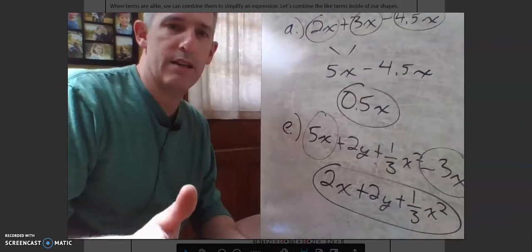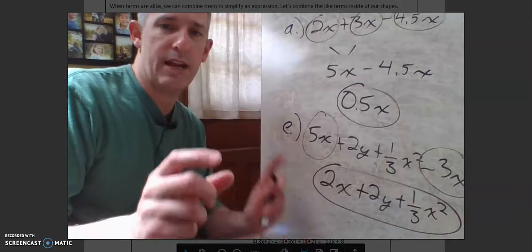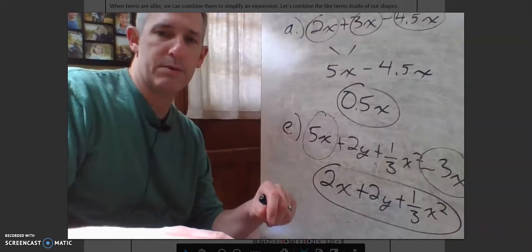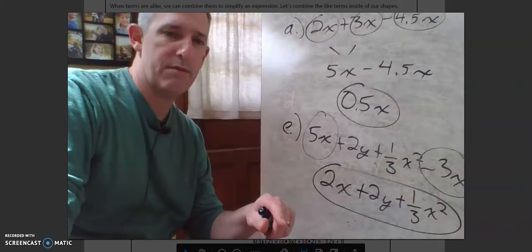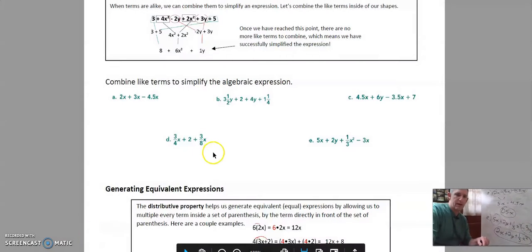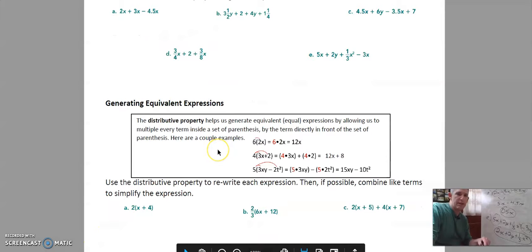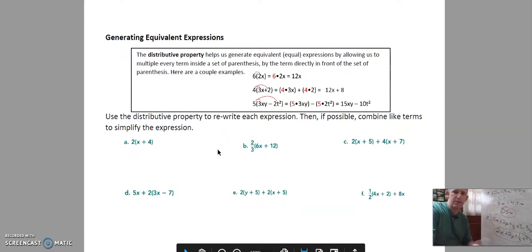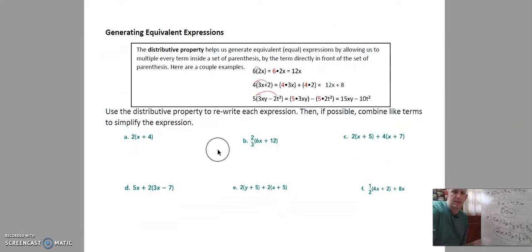Okay, so combine the like terms, terms that have the same variable cluster, until you don't have any other terms that have the same variable cluster. That's the main idea here. All right, now, generating equivalent expressions using the distributive property. Okay, we've done distributive property a lot. Sometimes it looks different though.